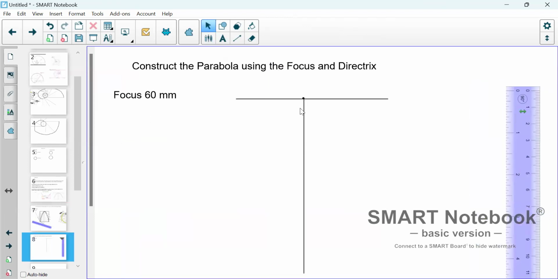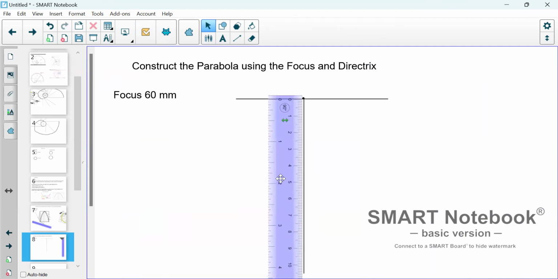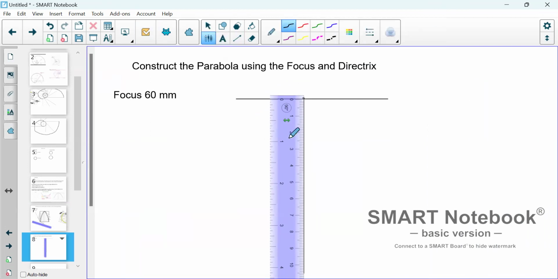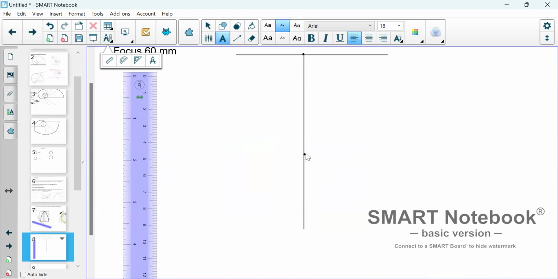Good. Now the focus is given as 60 mm. So that is normally measured from that point there. All right, so 60 would be somewhere here. It's 60 mm. So what we need to do next, and we can just label this point as F. That's the focus.